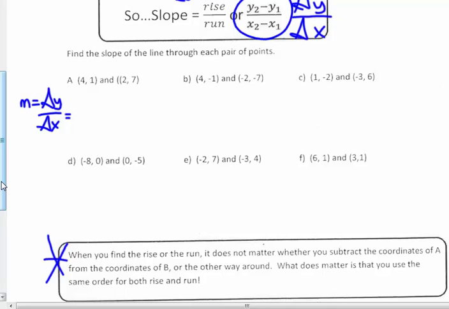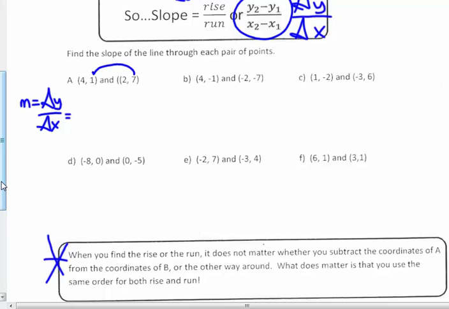As long as I'm consistent, and that's what this note down here says. When you find the rise or the run, it does not matter whether you subtract the coordinates of the first one, A, from the second one, B, or the other way around. What does matter is that you use the same order for both the rise and the run. So subtract your y values exactly the same. So I kind of do this.